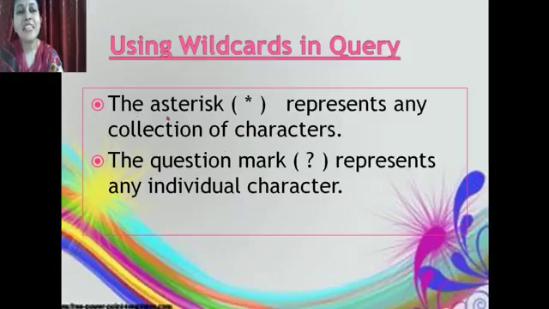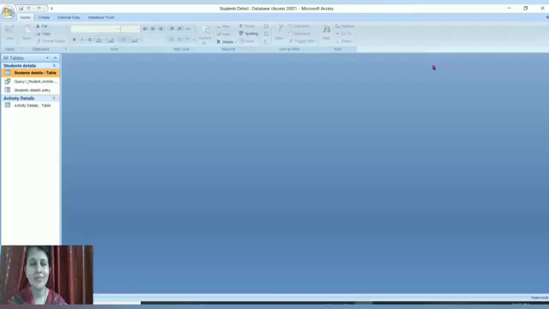The first one is asterisk. It represents any collection of characters, any number of characters. And the question mark represents an individual character. This is an individual character, and this is a collection of characters. So, now I will show you how to do this.